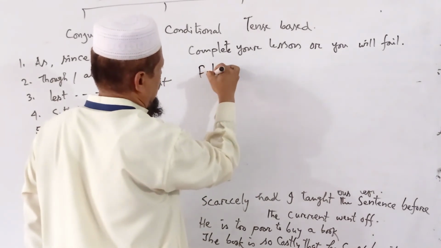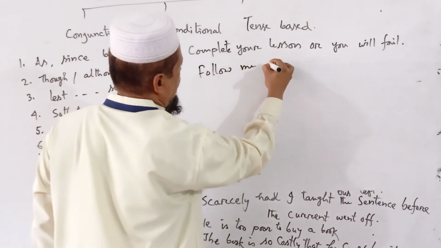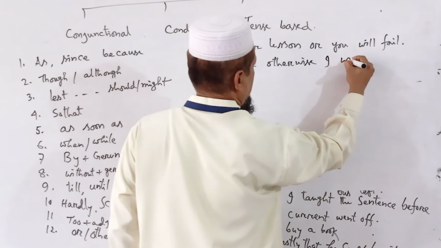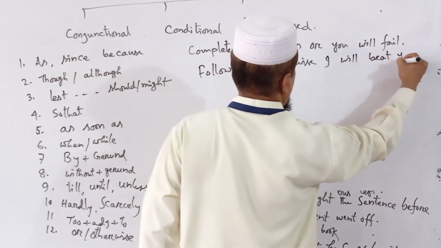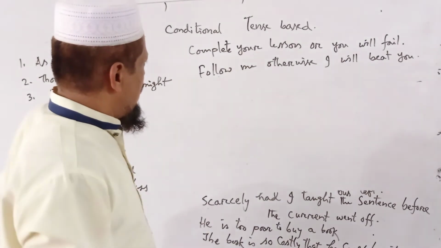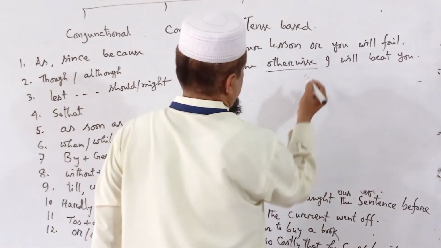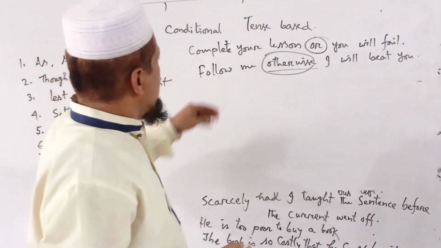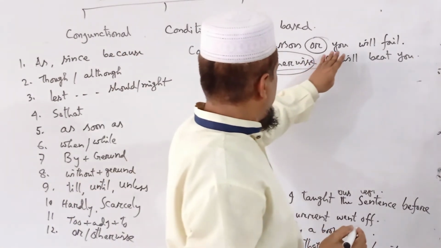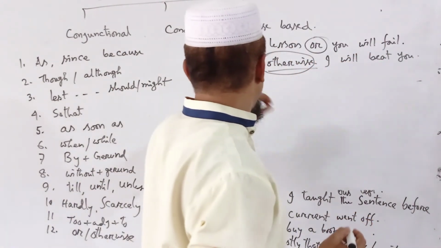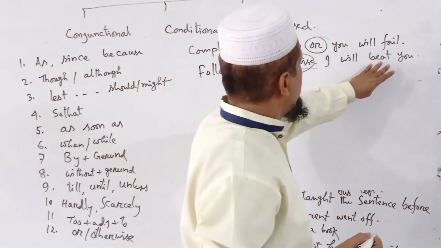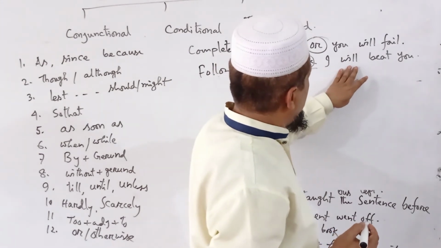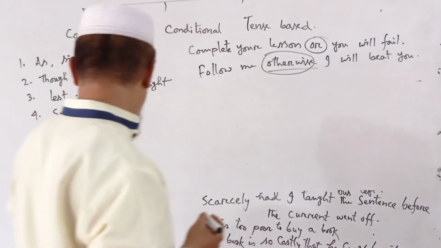Follow me, otherwise I will beat you. Here I included or otherwise. If there is or otherwise, then the first clause will be simple present, and you will add another simple present or simple future clause. Here I wrote, follow me, otherwise I will beat you. The first clause is simple present, but in the second clause I usually add the simple future form.